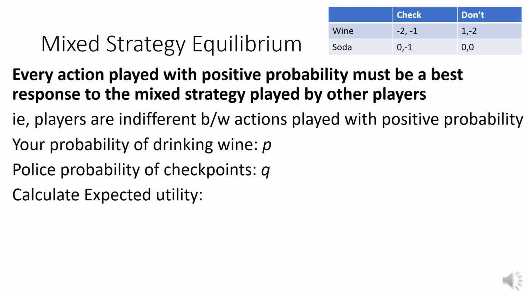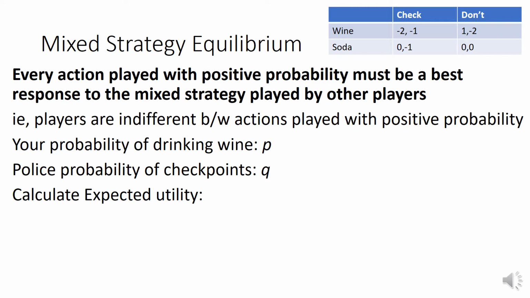Okay? So minus 2, that's our payoff for drinking wine and getting caught. That happens with probability Q, plus 1 minus Q. What's our payoff there? 1. That's our payoff for drinking wine and not getting caught. Anything times 1, the 1 just drops out. We're setting up an indifference condition. But the cool thing here is we don't get any payoff for drinking soda. So our indifference condition is 0.